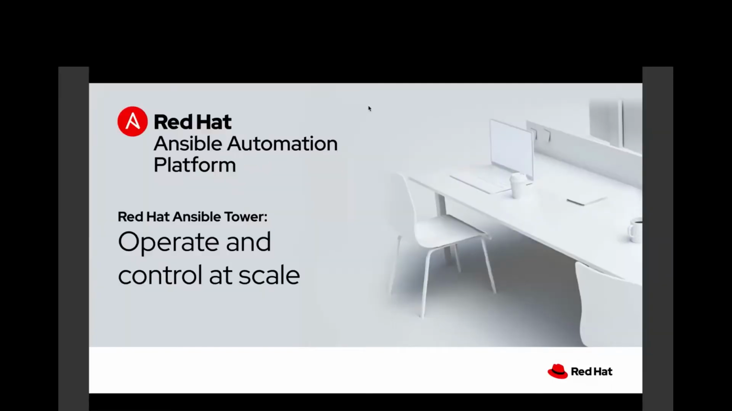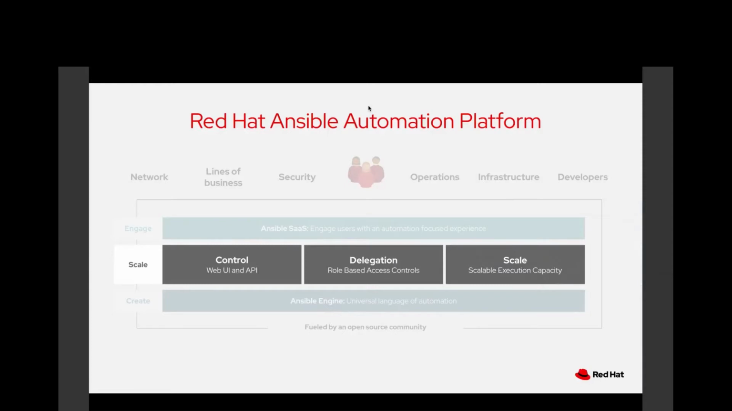Red Hat Ansible Automation Platform, we're going to dive into Red Hat Ansible Tower, which is our scale level of the platform. So when we talk scale and Tower, we want to always talk about control, delegation, and obviously a repeat word, scale, is when two or more people start doing automation together, right?